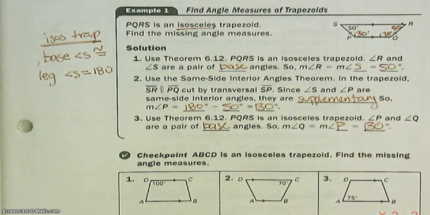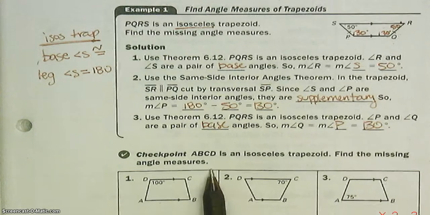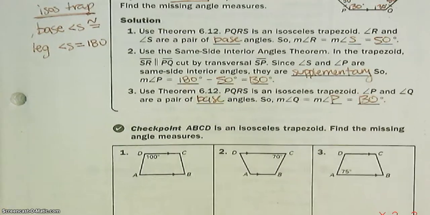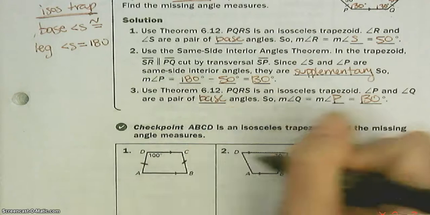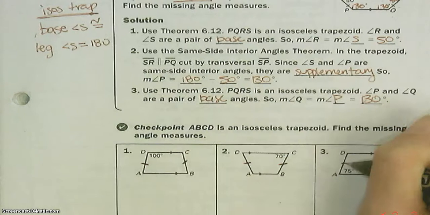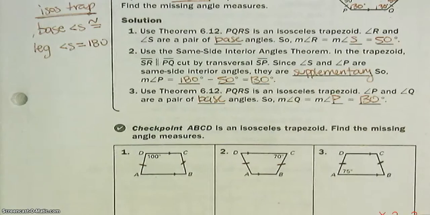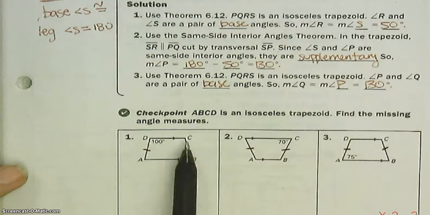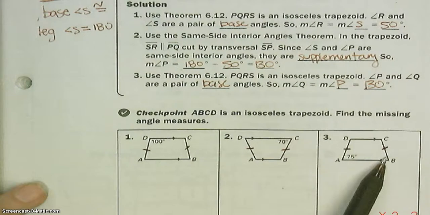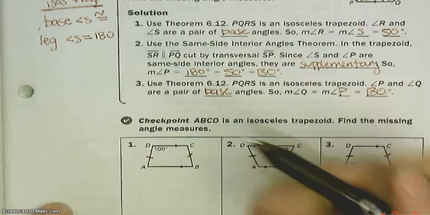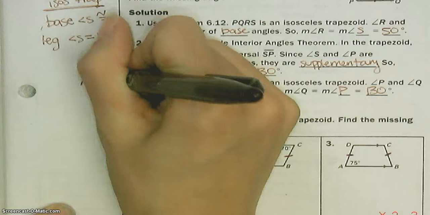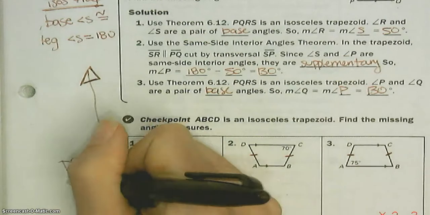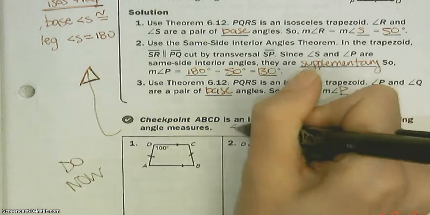It says down here in the checkpoint that all of these trapezoids are isosceles. So we could put tick marks in here. The legs are equal. The legs are equal. The legs are equal. So you need to find all of the missing angles, all three angles that are missing, and use what we learned there. Base angles are equal. Leg angles equal 180. Do this now. This is just like example 1.